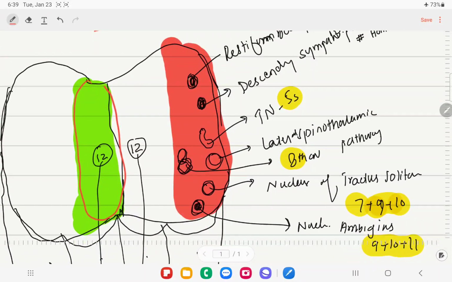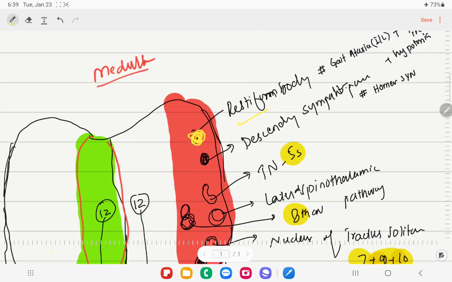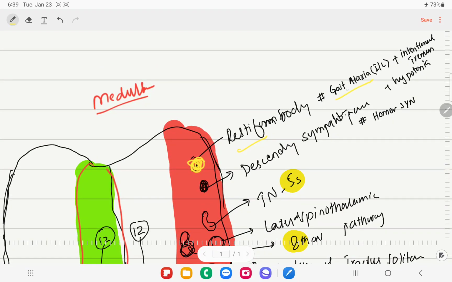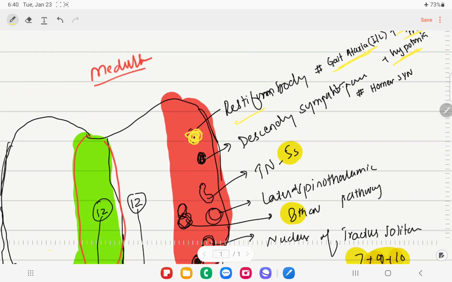So we'll have the restiform body here on the posterior aspect. Alright, so this is called the restiform body, right? Basically this connects the medulla to the cerebellum. When it gets involved, the patient is going to have gait ataxia, right? And intention tremors and hypotonia, right? Okay, another thing is we'll have descending sympathetic fibers here, right? This pathway is here. When it gets involved, we'll have features like Horner syndrome, for which I just enumerated the PERFECT MEAL mnemonic, right?